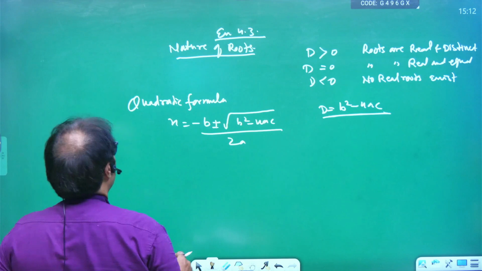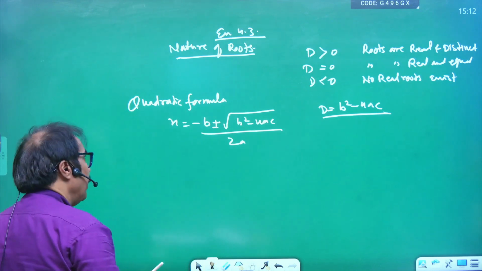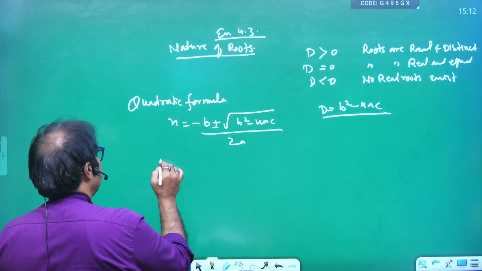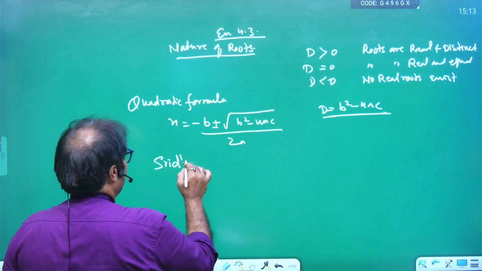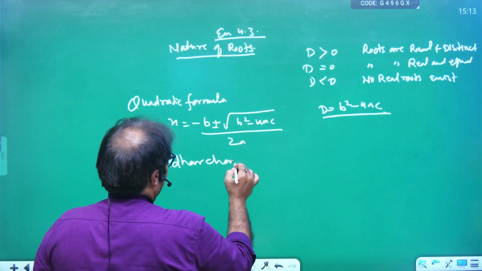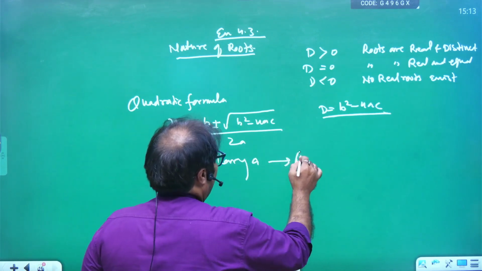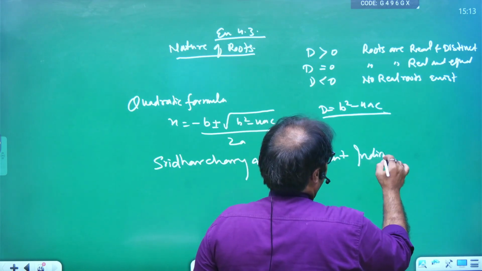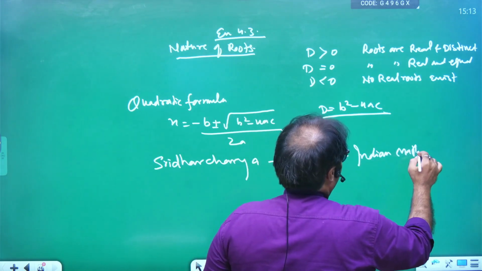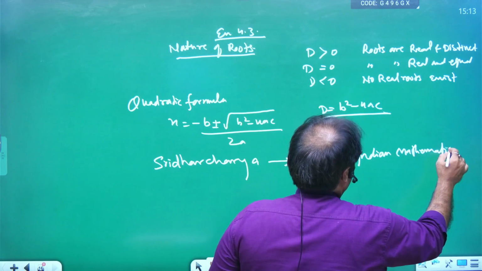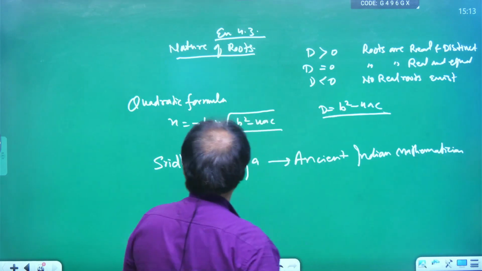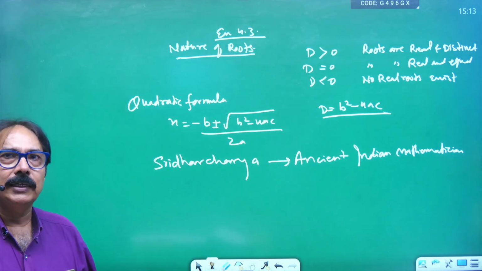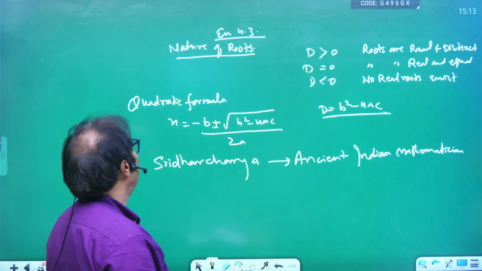This formula was given by an ancient Indian mathematician. The name was Sridharacharya. He was an ancient Indian mathematician, right? It is for your knowledge. He has given this formula. So this quadratic formula is also known as Sridharacharya formula, right?